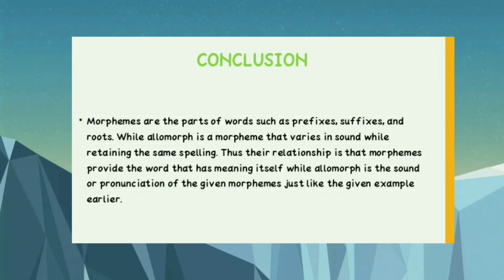So the relationship between morphemes and allomorphs is that morphemes are the parts of words such as prefixes, suffixes, and roots, while an allomorph is a morpheme that varies in sound while retaining the same spelling. Thus, the relationship is that morphemes provide the word that has meaning itself, while allomorph is the sound or pronunciation of the given morph.